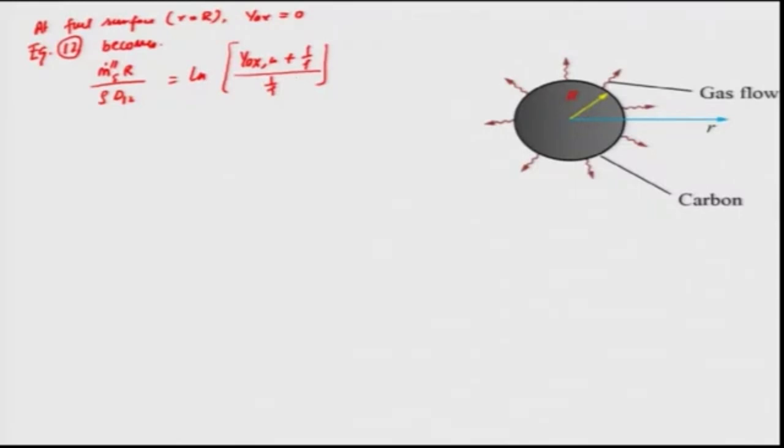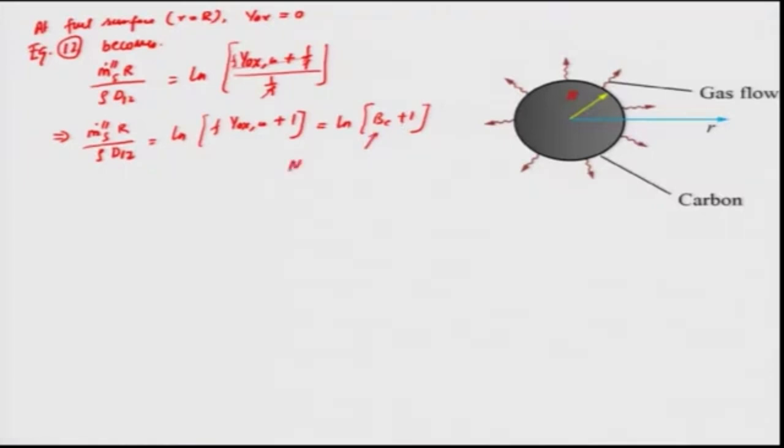So, then I can simplify and write it as S R by rho D, 1 by 2, and if I multiply with this F here, this will cancel out. So, what you will get is basically ln of F Y O x infinity plus 1, and I can write this as ln of B C plus 1, and this B C is basically known as the mass transfer number, and some people also call it the Spalding number.